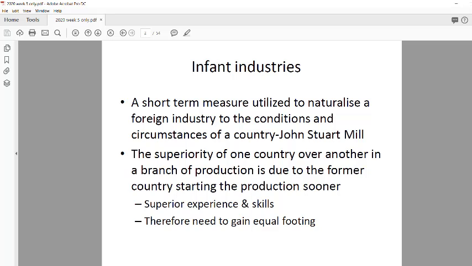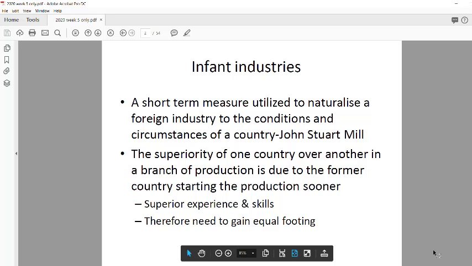So it will help you to build on your skill levels and your experience, and then eventually you will gain equal footing. Then you're competing on equal footing, and then it's up to which company is run best or improves best, whatever happens in terms of competition between these companies.